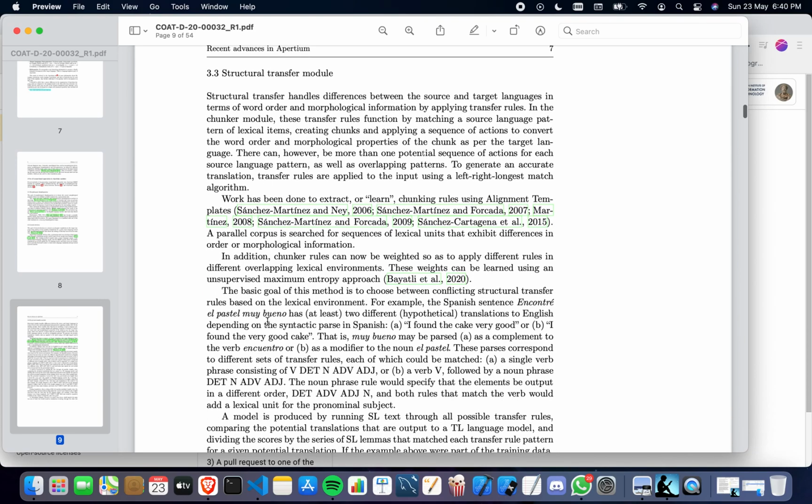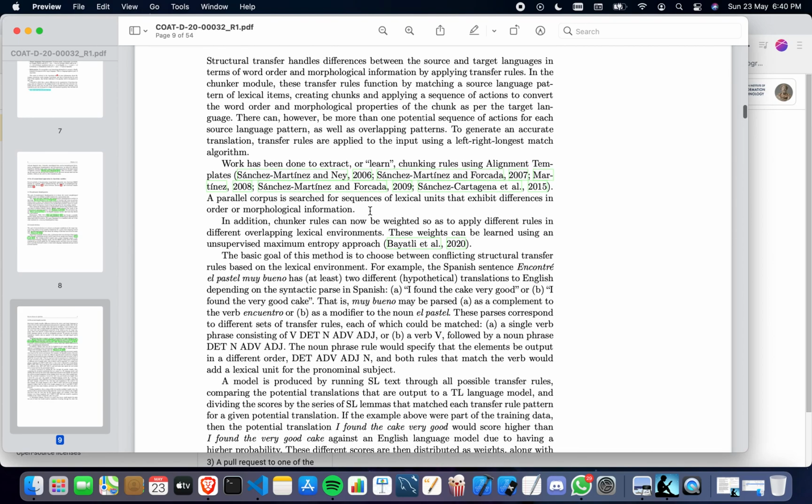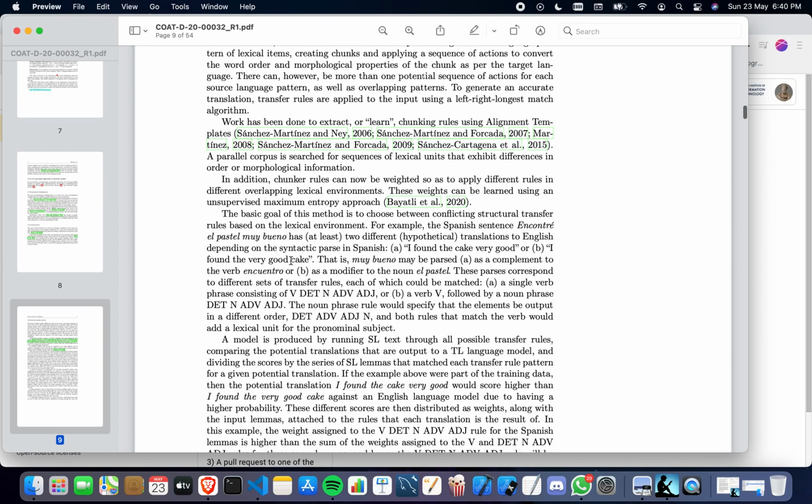Work has been done to extract or learn chunking rules using alignment templates. A parallel corpus is searched for sequences of lexical units that exhibit differences in order or morphological information. In addition, chunker rules can now be weighted so as to apply different rules in different overlapping lexical environments. These weights can be learned using an unsupervised maximum entropy approach. The basic goal of this method is to choose between conflicting structural transfer rules based on the lexical environment.